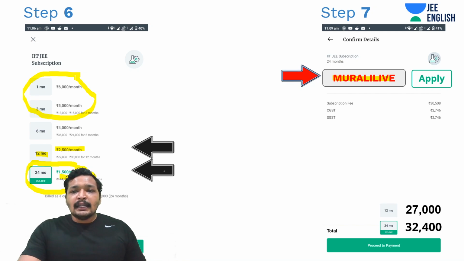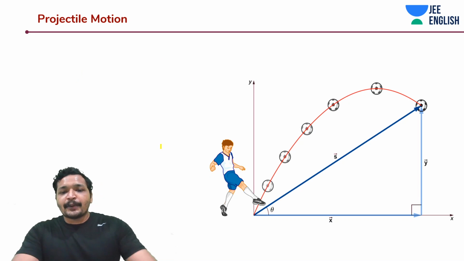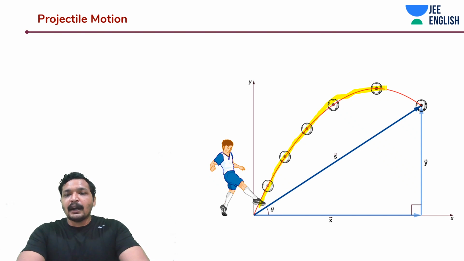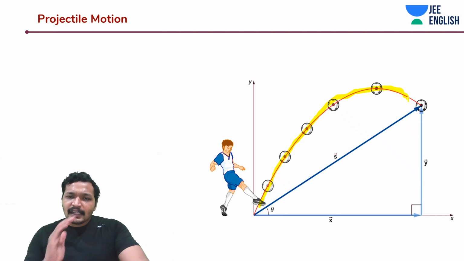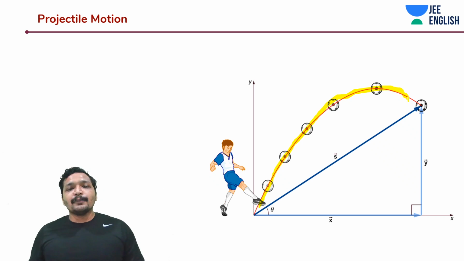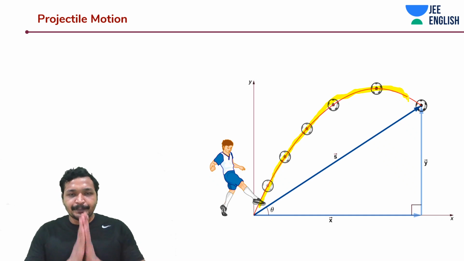And guys, let's get started on the topic of the day, projectile motion. So you see this footballer kicking this ball and it's traveling in a nice curvy path. And this curvy path is called projectile trajectory, and this motion is called projectile motion.